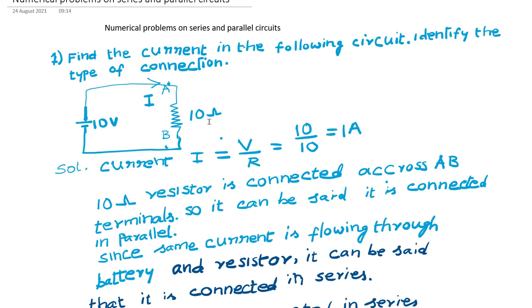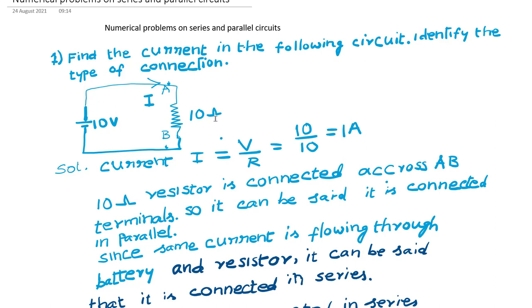Next, we observe here the voltage across terminals A and B, that is across the 10 ohm resistor is 10 volts. Similarly, the voltage across terminals A and B of the supply is 10 volts. Means this 10 ohms and this 10 volts are in parallel. So we say this 10 ohm resistor with respect to the supply voltage 10 volts, it is in parallel.